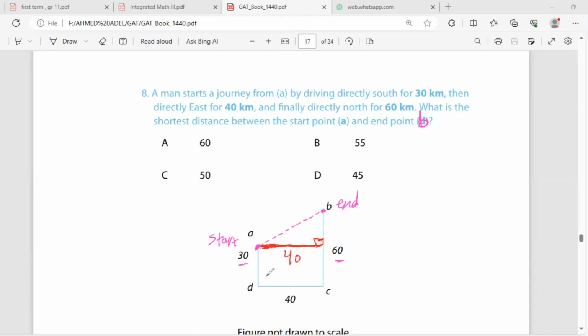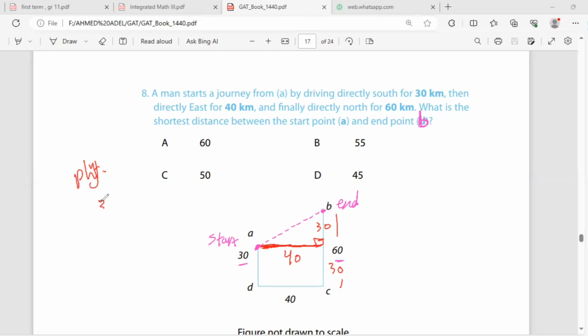Here this side ED is 30, so this is 30. So here all of this is 60, so this side also equals 30. We have a right triangle, so we can apply the Pythagorean theorem. Okay? So here AB, how to find the distance?